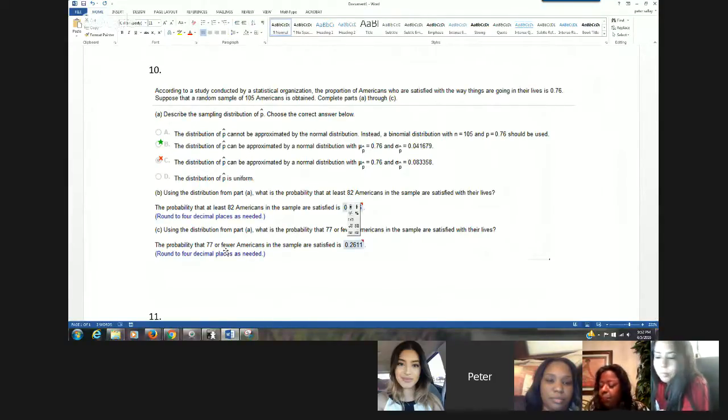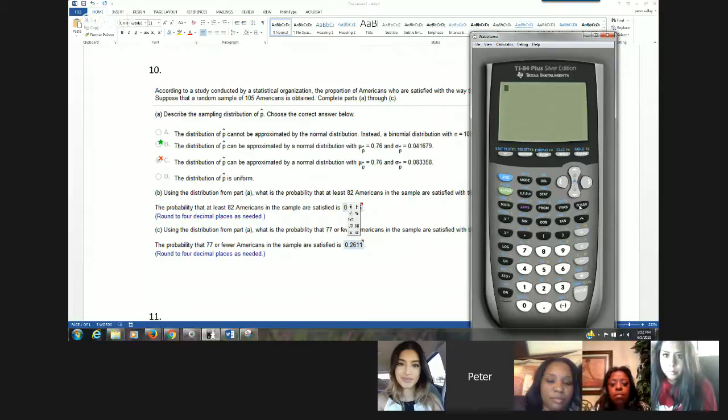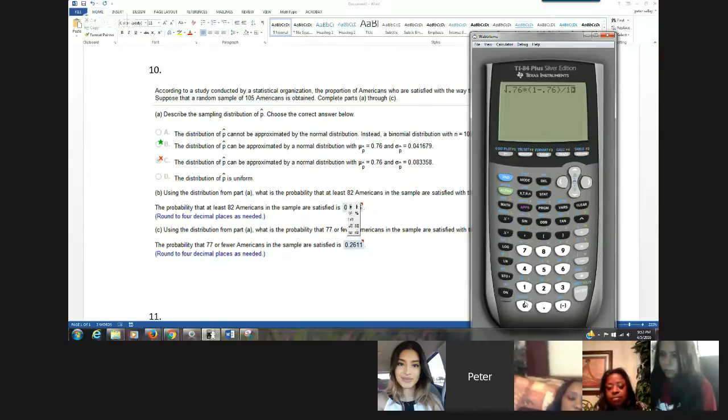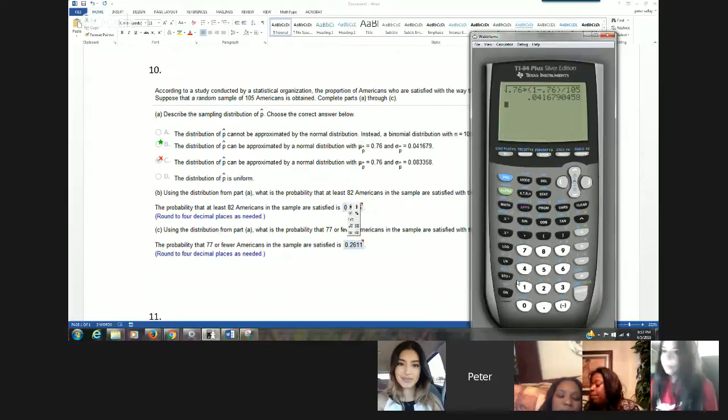All right, number 10. According to a study conducted by someone important, the proportion, so we're dealing with proportional data, satisfied with the way things are going, is 0.76. Suppose a random sample of 105 is obtained. Describe the sampling distribution. The sampling distribution should have a mean of the proportion, so the mean of the p-hats should be the same as the population, which is 0.76. The standard deviation is that formula with the square root. So the square root of 0.76 times 1 minus 0.76, divided by the sample size, which is 105. That's where they're getting that 0.041 number, using that formula.